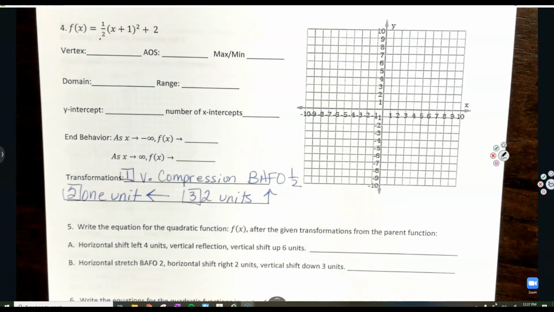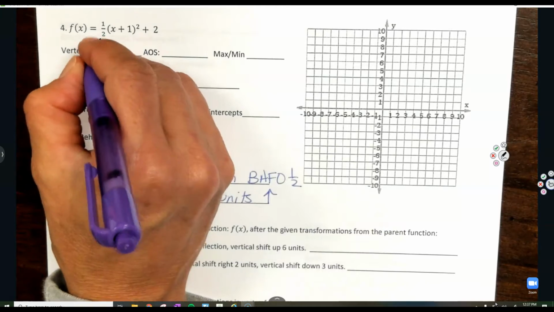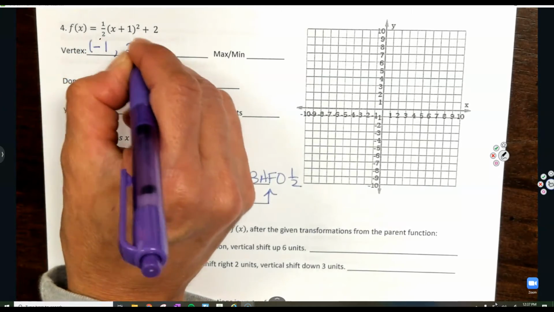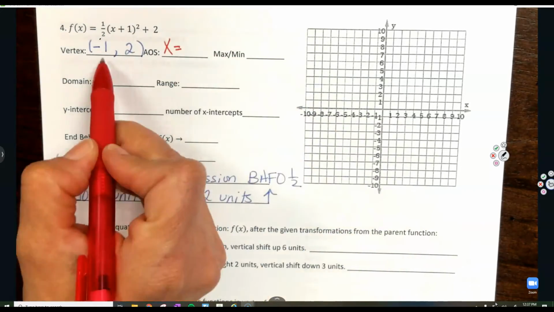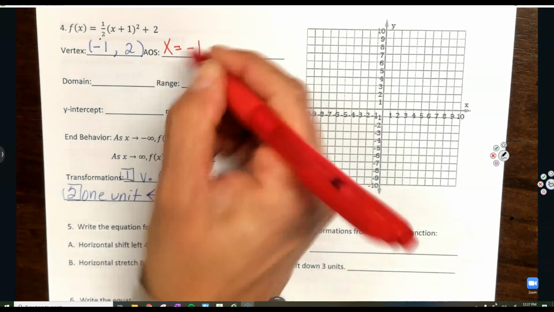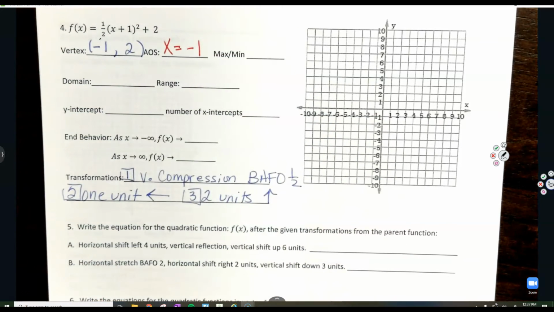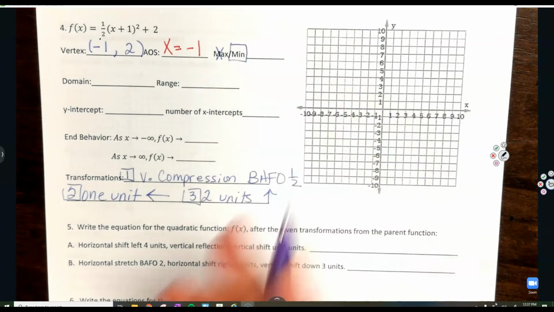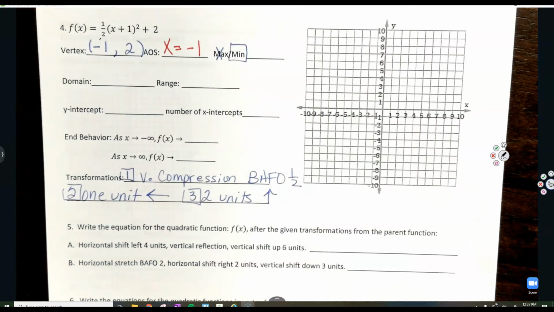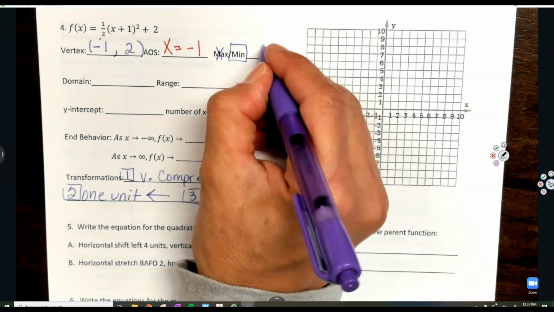All right, so for your vertex, I know the vertex is -1, +2. I know the axis of symmetry always equals h, so I'm going to rewrite that -1. And guys, you just told me the graph opens up forever, which means it's impossible to have a maximum. So circle the word minimum, and then look at your vertex. What's the k value of your vertex? That's right, that goes here.